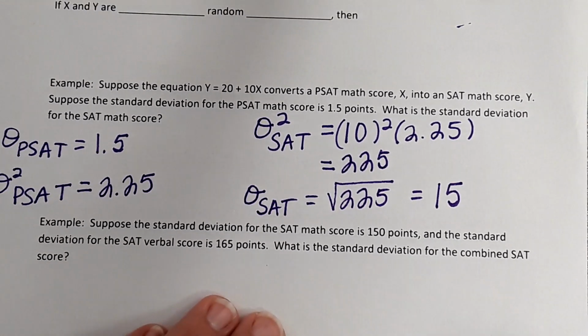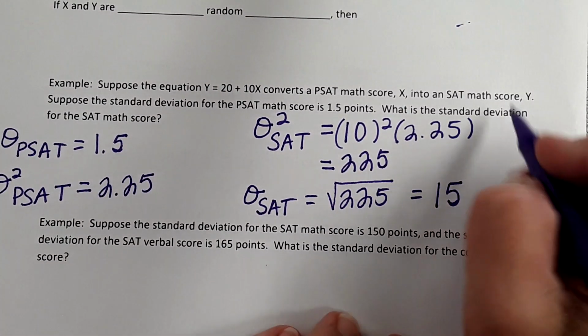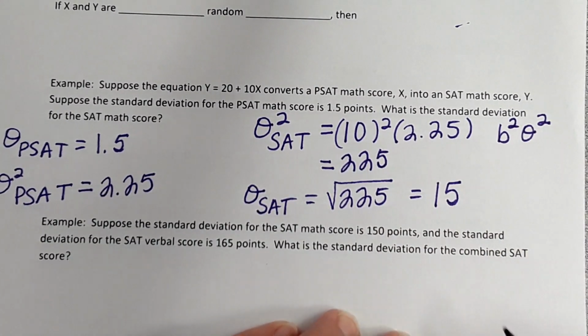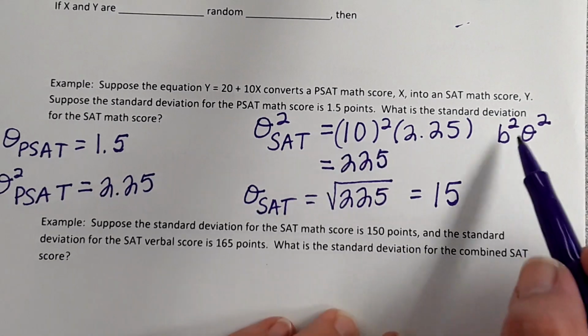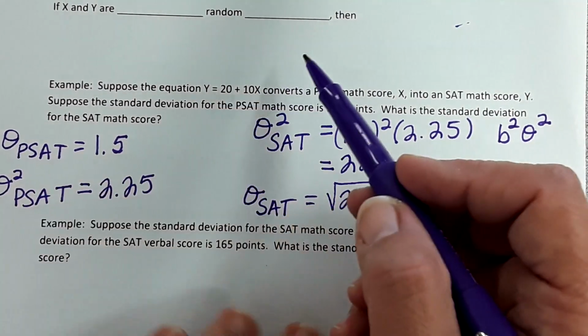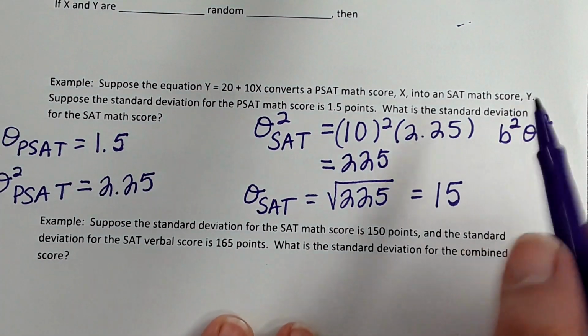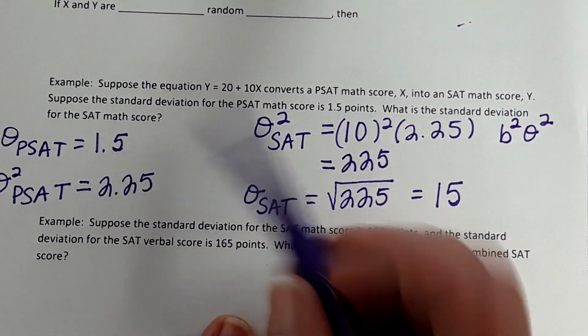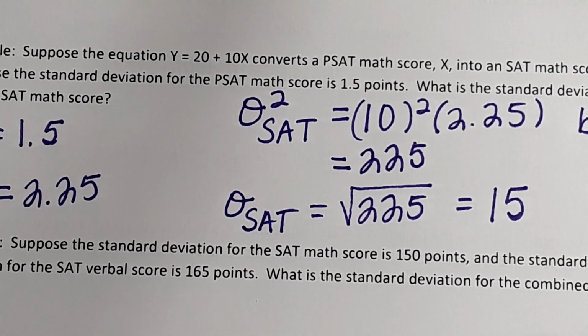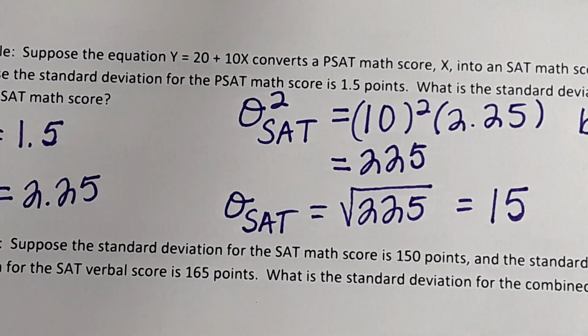So again, you guys, this formula right here is b squared times the variance. So b was 10. I got that from the equation, and the 2.25 I got because I squared the standard deviation. Are there any questions about that? We good?